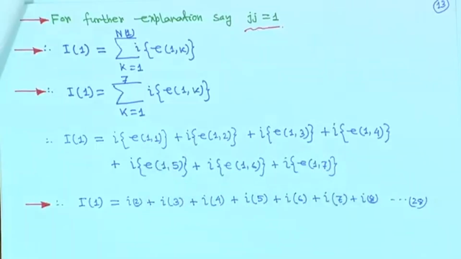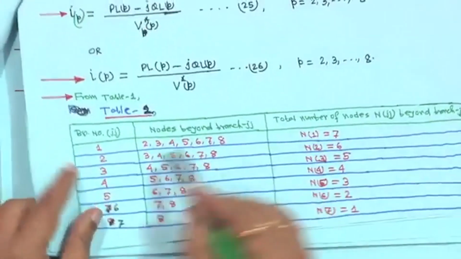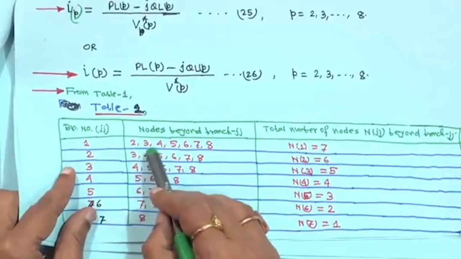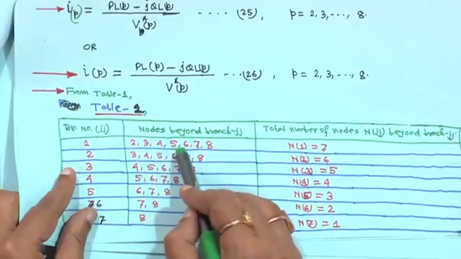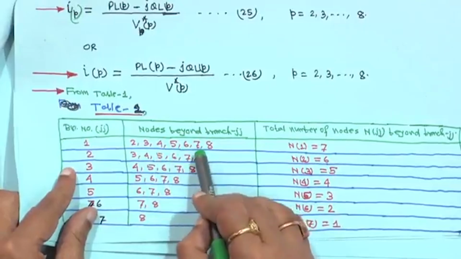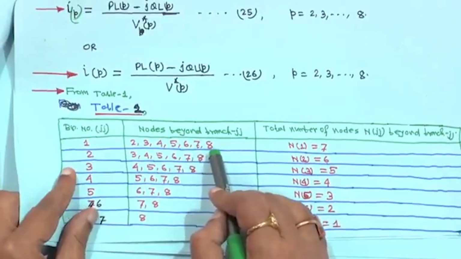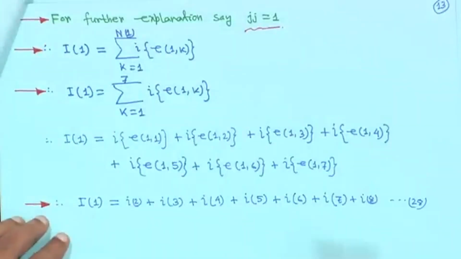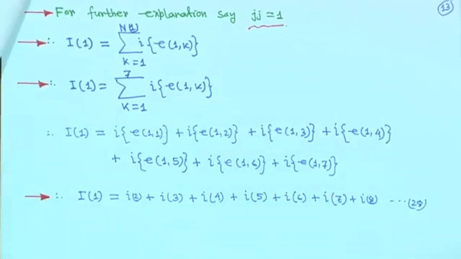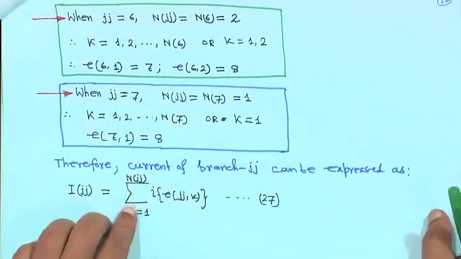Then that E1 1, this data you have read in the computer. So, E1 1 is equal to 2, E1 2 is equal to 3, E1 3 is equal to 4, E1 4 is equal to 5, E1 5 is equal to 6, E1 6 is equal to 7 and E1 7 is equal to 8. That means, if you put it, capital I1 is equal to I2 plus I3 plus I4 plus I5 plus I6 plus I7 plus I8. It is coming from this simple expression, right.